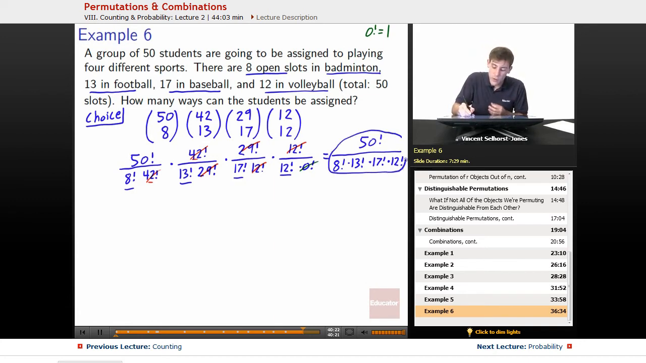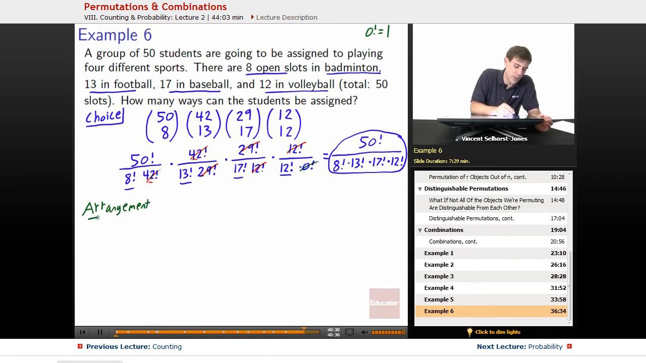Now, alternatively, we could have done this in a totally different way. We could have also done this through arrangement. Now, the arrangement way is a little bit more complicated to think through, I think.